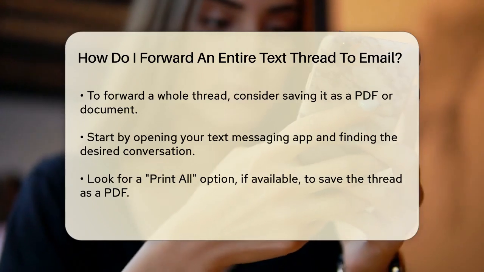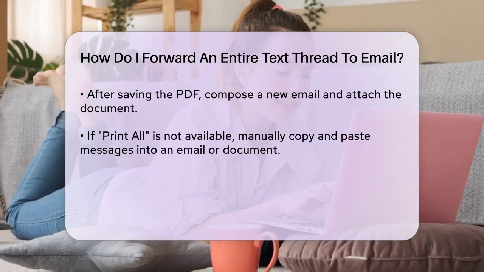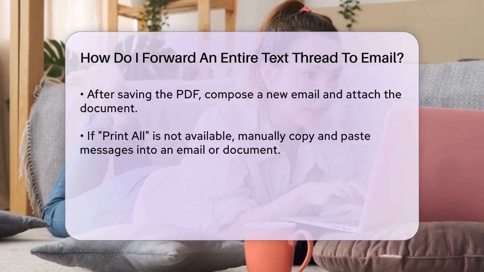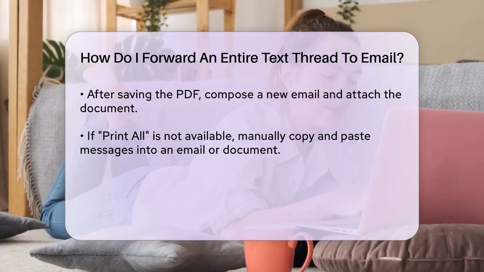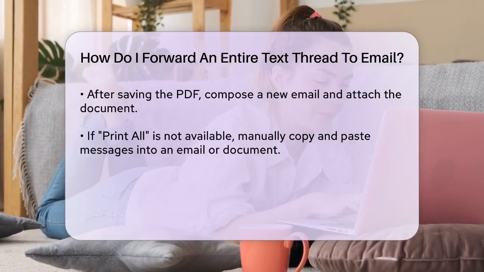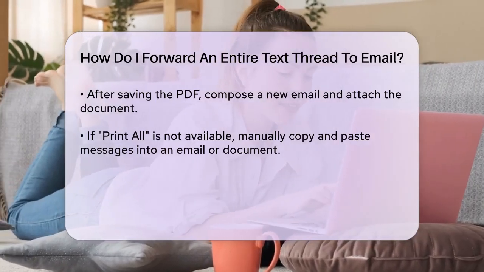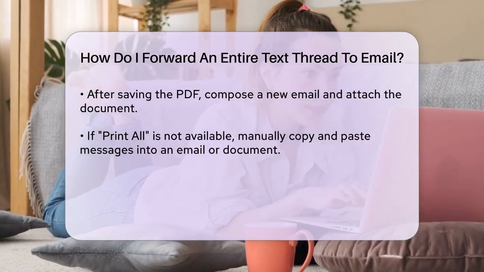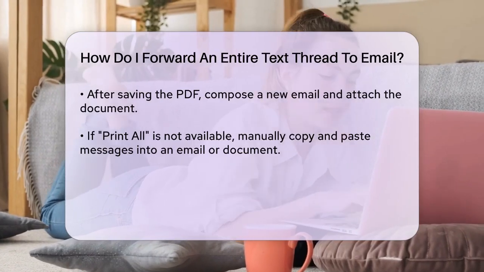Open your text messaging app and locate the conversation you want to forward. Since there is no direct forward all feature, you can use the print all option if available. This will allow you to save the entire thread as a PDF. Once you have the PDF, you can compose a new email and attach this PDF to the email. Alternatively, if your app does not have a print all option, you can manually copy and paste the messages into a document or email body, though this can be more time-consuming.